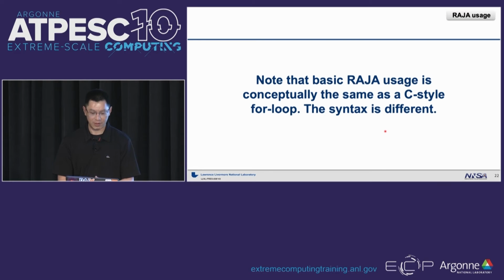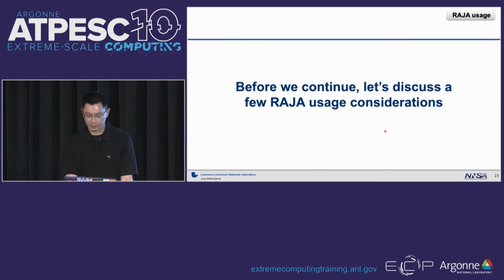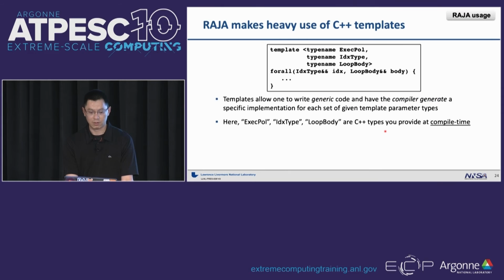Hopefully from what you've gathered from this is that applying a RAJA forall is not too hard. Your loop body should hopefully stay the same in most cases. But the for loop syntax is a little bit different. You put a forall instead of a for loop, right? Before I go too much further, I should talk about other considerations as you're trying to use RAJA.